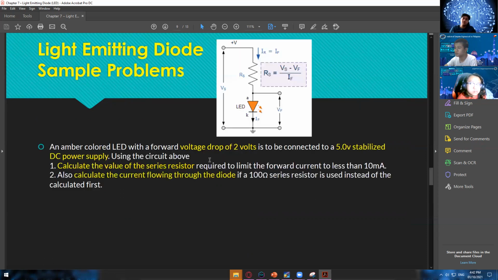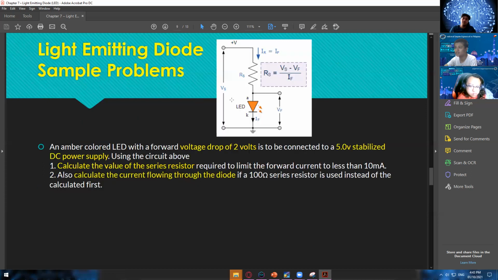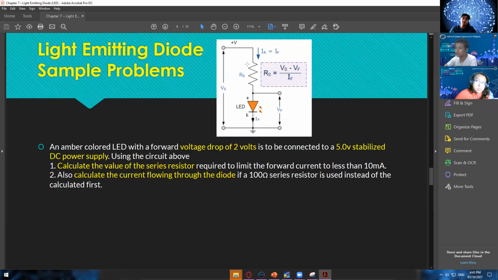Okay, so 2 volts given naman, voltage drop for the Vf, and then Vs is 5 volts, the 5 volts stabilized DC power. So just solve this one, then it will give us a result of 300 ohms. So meaning we need 300 ohms resistor right here in order for us to limit the current into 10 milliamps.